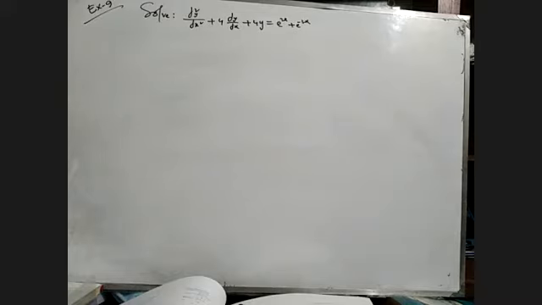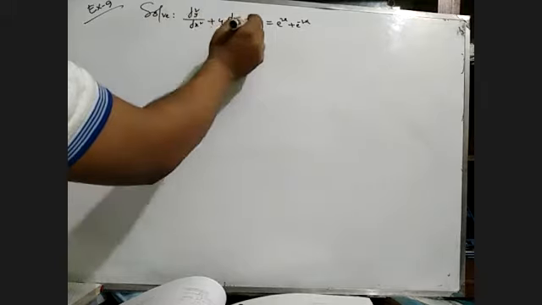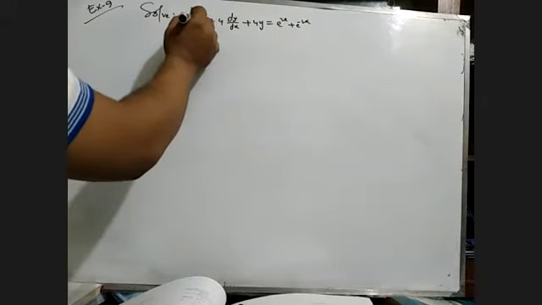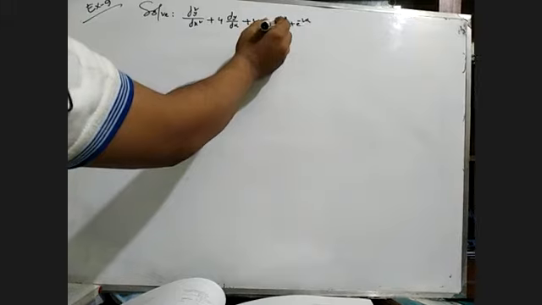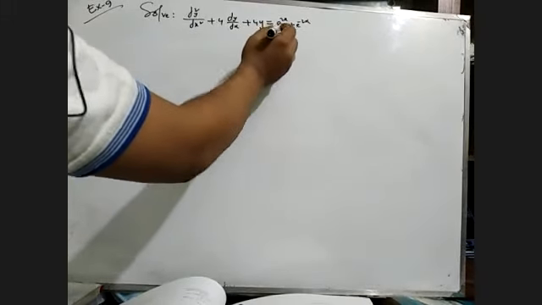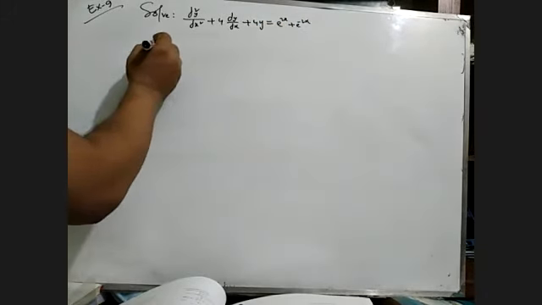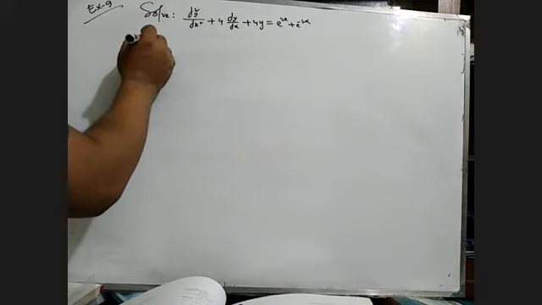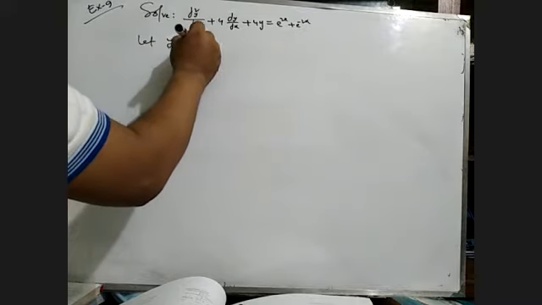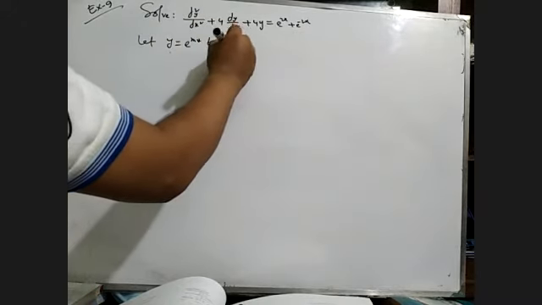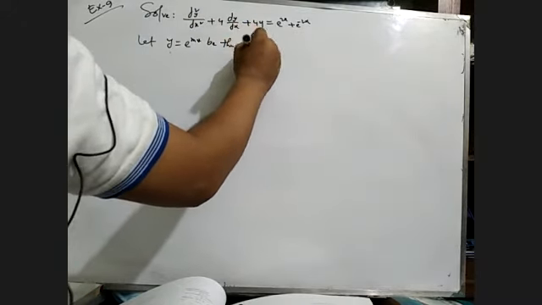So another example, a second order differential equation: d square y by dx square plus 4 dy by dx plus 4y equals e to the power 2x plus e to the power minus 2x. So let y equals e to the power mx be the trial solution.